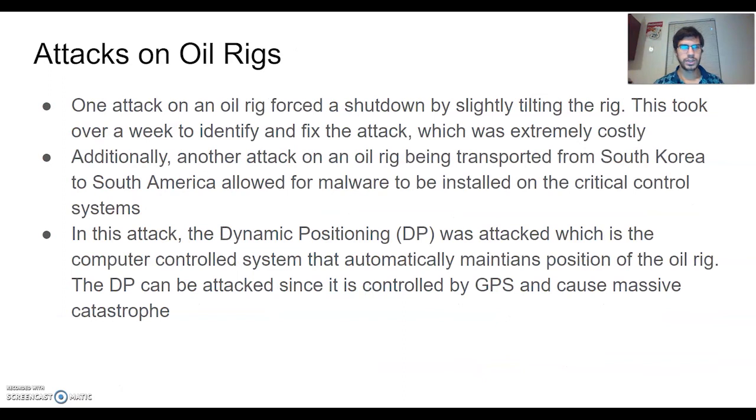Attacks on the oil rigs. So there's one attack that attacks the dynamic positioning, which is the computer controlled system that maintains the position of the oil rig. One attack targeted the GPS of it and caused it to tilt, which is extremely hazardous, and shut down the oil rig for, I believe, 19 days.